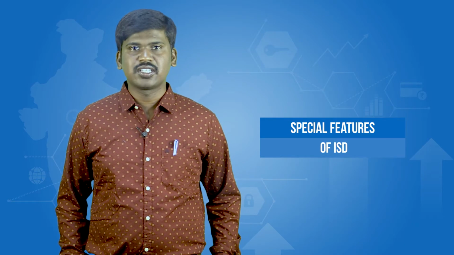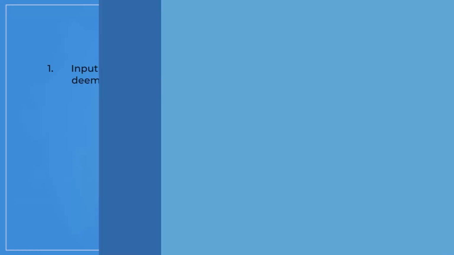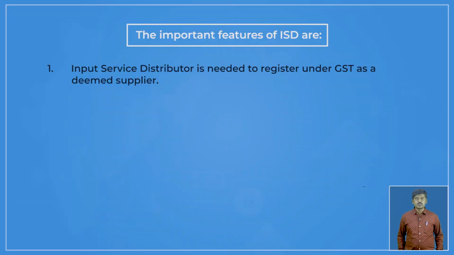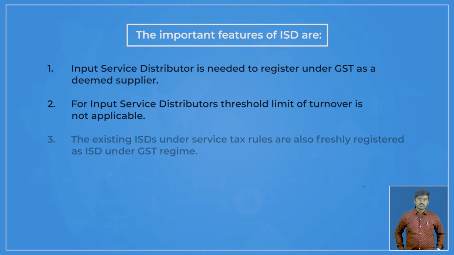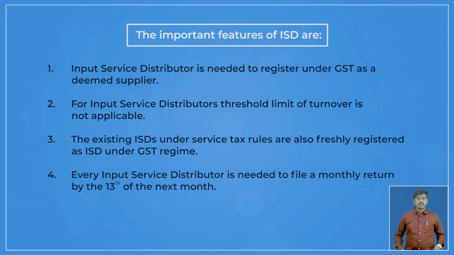Special features of input service distributor. The important features of input service distributor are: number 1, an input service distributor is required to register under GST as a deemed supplier. Number 2, for input service distributors, the threshold limit of turnover is not applicable. Number 3, the existing ISDs under service tax rules are also freshly registered as ISD under the GST regime. Number 4, every input service distributor is required to file a monthly return by the 13th of the next month.